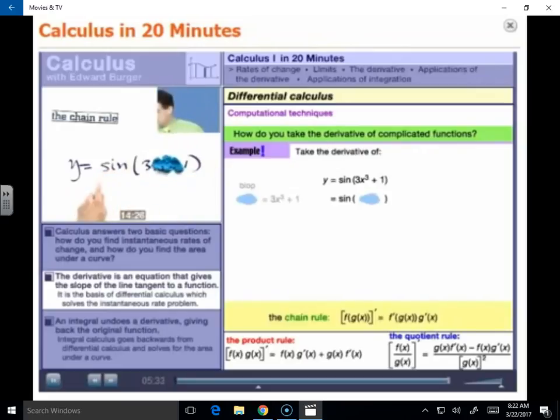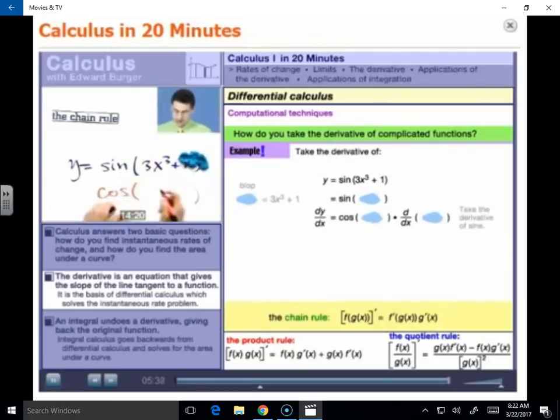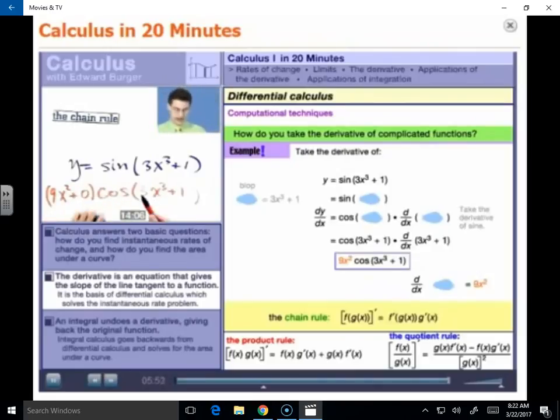So take the derivative of the outside. So the derivative of sine of blop is actually cosine of blop. So it's cosine of blop, and what's the blop? The blop is going to be 3x cubed plus 1, and then you multiply that by the derivative of the inside, and the derivative of that turns out to be just, let's see, 9x squared plus 0. And so there's the derivative using the chain rule. The idea is to peel off like an onion. Just peel off. Keep peeling off the outside until you get to the inside.